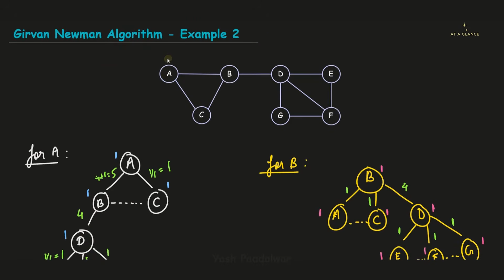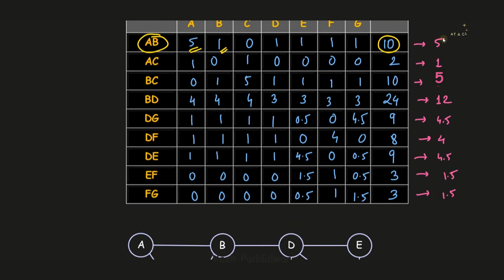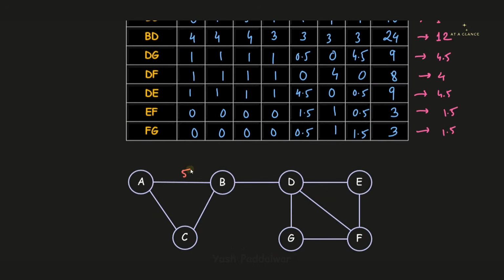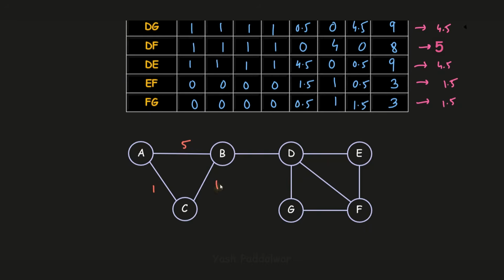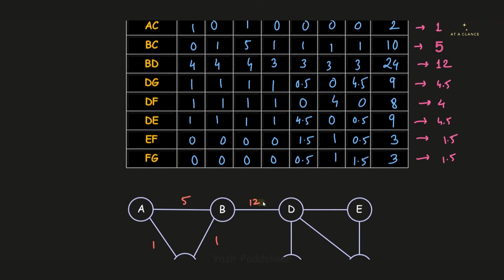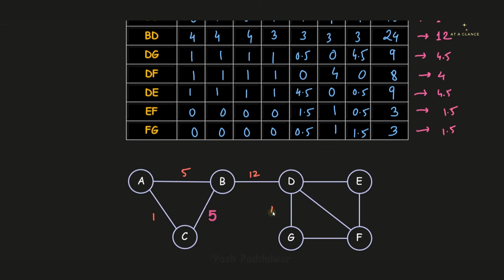Construct this particular graph again, and then you have to put the values. And over here, you can see that the value of the edge AB is 5. So we'll write 5 over here. Similarly, for AC, it is 1. For BD, it is 12. For DG, it is 4.5. For DF, it is 4. For DE, it is the same way. So this is how I have written the values of every single edge that we got from the computation that we did. So this is the finalized graph.